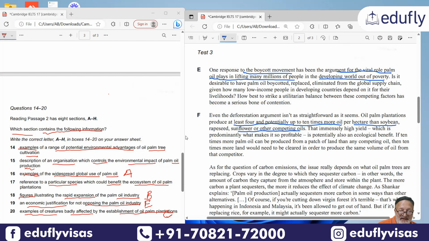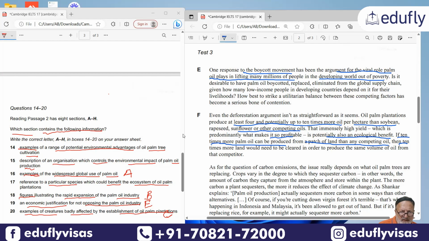So that immensely high yield, which is predominantly what makes it so profitable, potentially also has an ecological benefit, something to do with the environment. If 10 times more palm oil can be produced from a patch of land than any competing oil, the economic advantage is that it gives more production. So, and it gives an ecological environmental benefit. Let's see examples of a range of benefits of oil palm tree cultivation. This is a range of benefits.